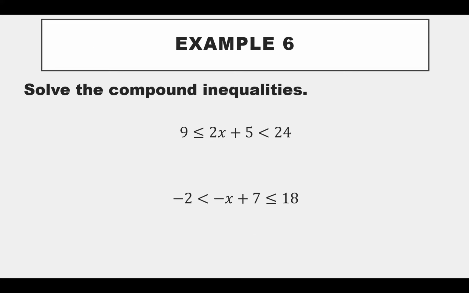Let's do some examples. Here we have two compound inequalities. 9 less than or equal to 2x plus 5 is less than 24. And negative 2 less than negative x plus 7 is less than or equal to 18. You can push pause on the video if you want to try these on your own. Otherwise, I will do these in a couple of seconds.